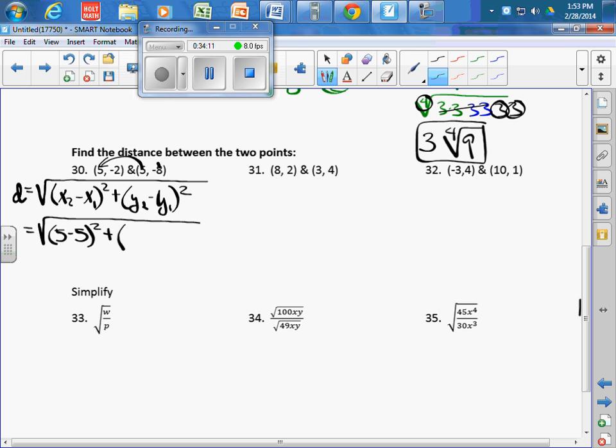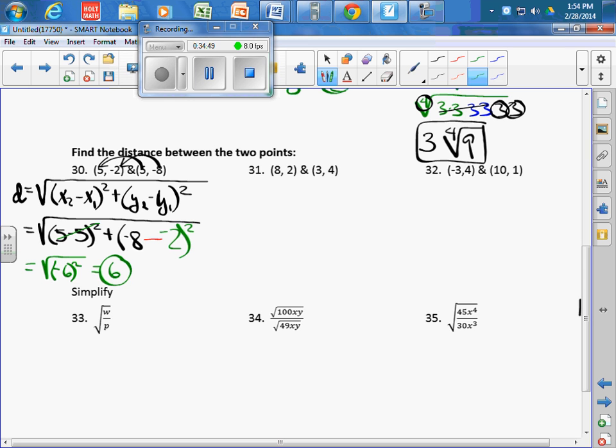Plus, now I'm going to have -8 minus what? Here's the minus sign. Now, what am I subtracting? -2 squared. Well, 5 minus 5 is 0. That's going to end up canceling out. We end up with the square root of -8 minus -2. That would be +2. -8 plus 2 is -6. Because -6 quantity squared, that's positive 36. The square root of 36 is 6, right?